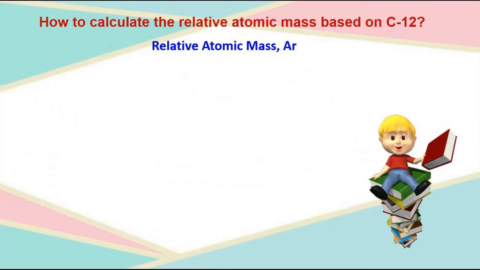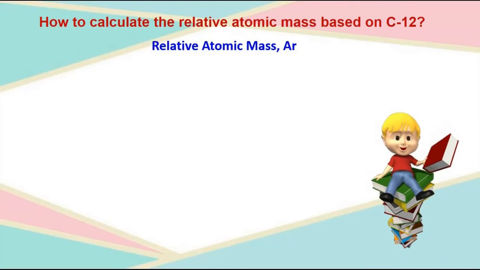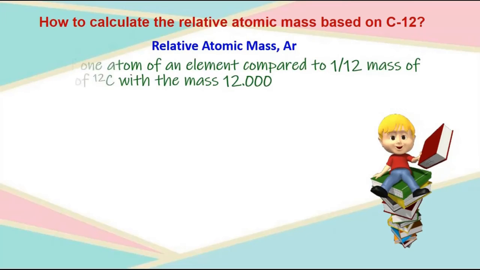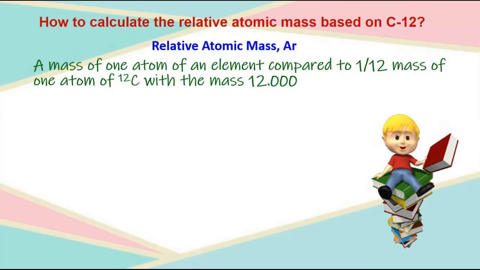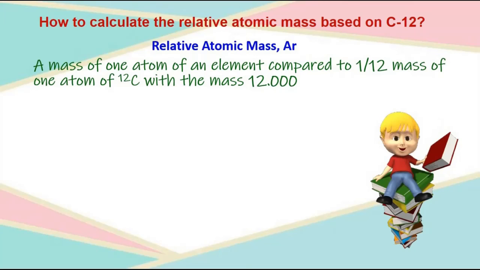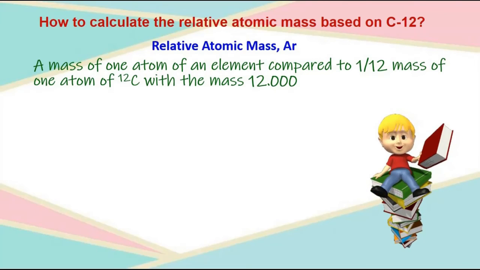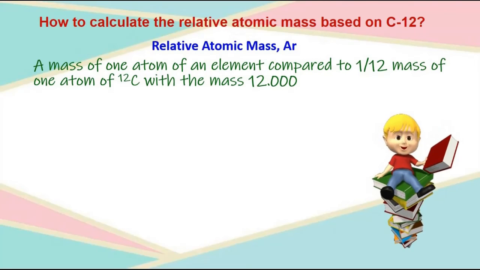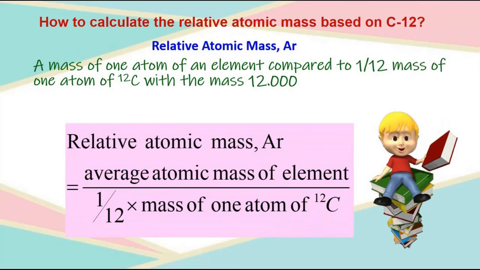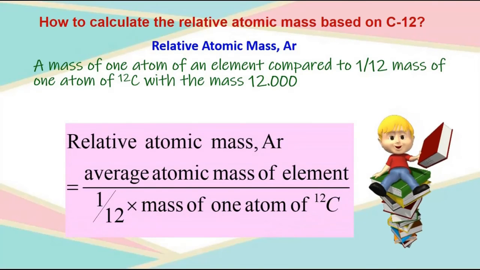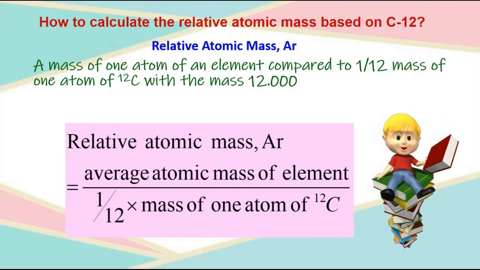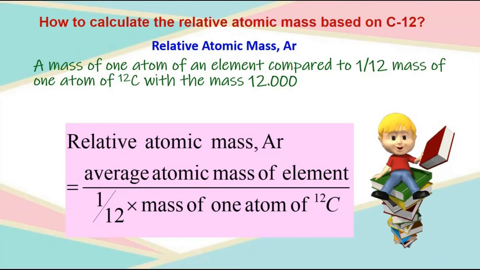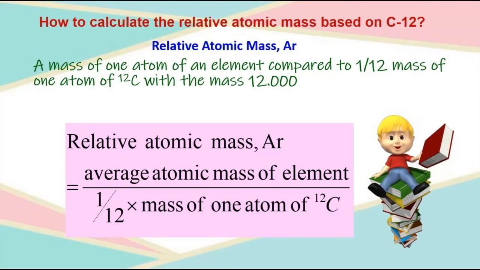Relative atomic mass. What is relative atomic mass? Relative atomic mass can be defined as the mass of one atom of an element compared to 1/12 the mass of one atom of carbon-12 with the mass of 12.000. The formula for relative atomic mass equals the average atomic mass of the element divided by 1/12 times the mass of one atom of carbon-12.